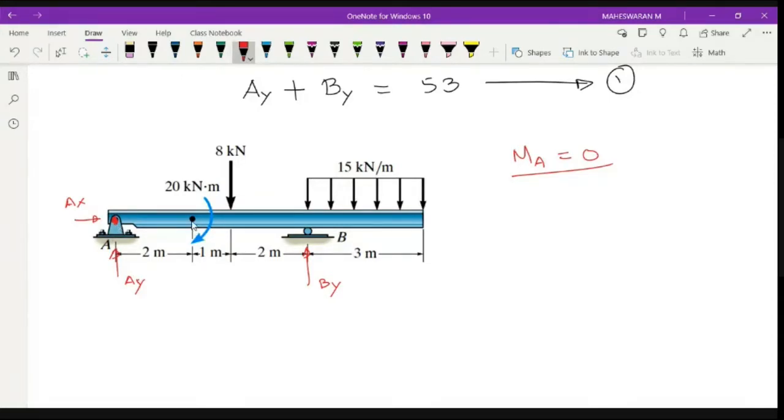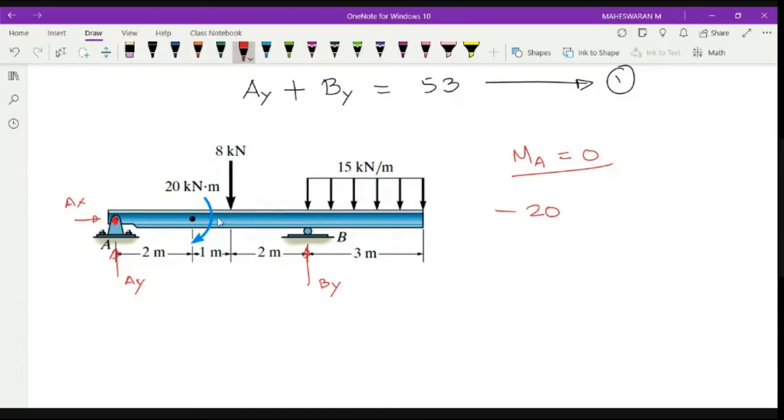Next point, this point, you already have a moment. I should not multiply with this distance because it's already a moment, right? So 20 kilonewton meter. The rotation is clockwise, so we will put clockwise as negative. Which means minus 20, minus 20, right?